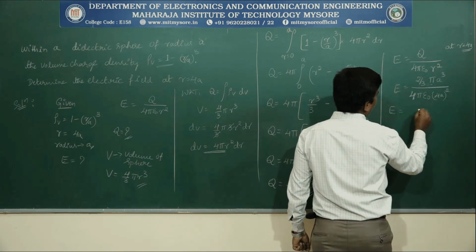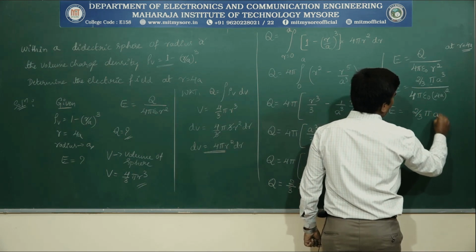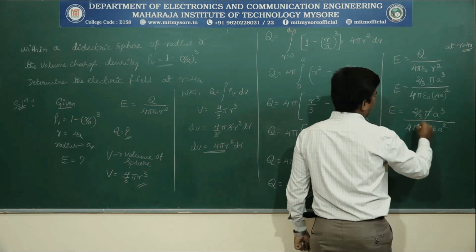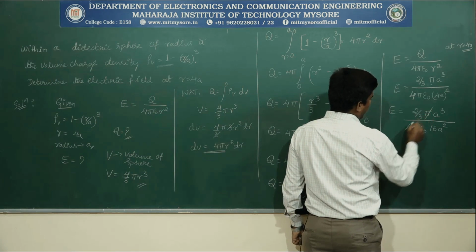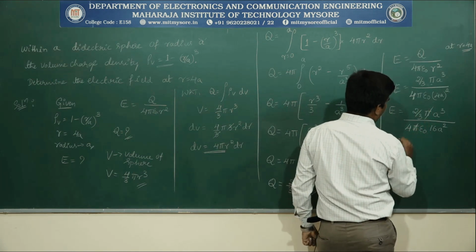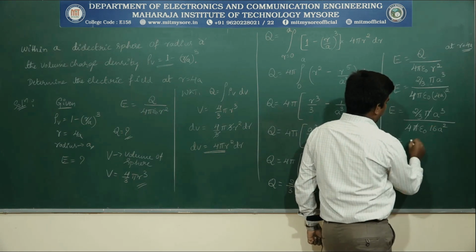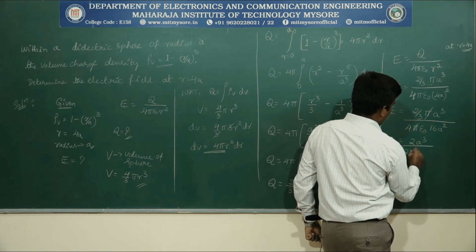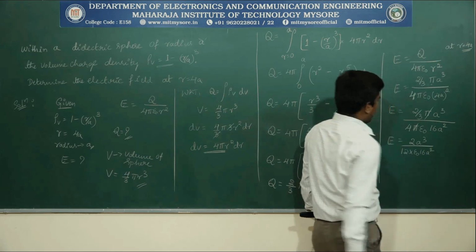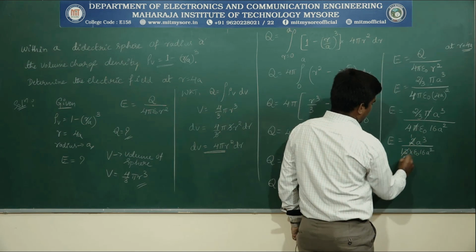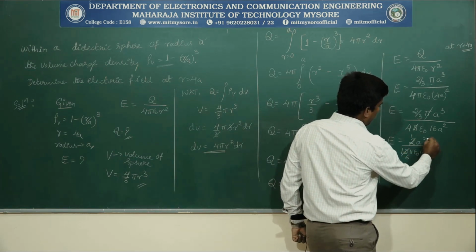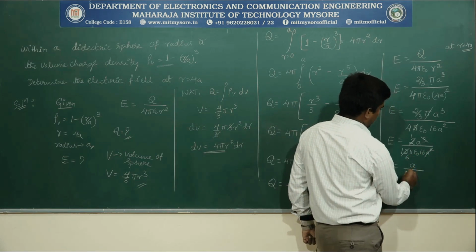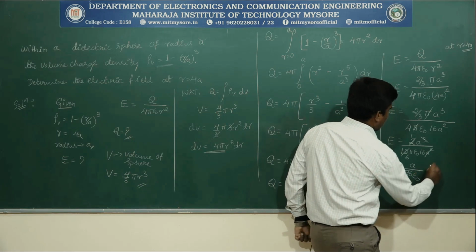Then E is equal to 2 by 3 pi a cube divided by 4 pi epsilon naught into 16 a square. Pi gets cancelled. Then we are left with E is equal to, a square and a cube get cancelled, so 2a divided by 3 into 4, 12 into epsilon naught into 16, right? Then a, these two get cancelled, then E is equal to a divided by 96 epsilon naught volt per meter.